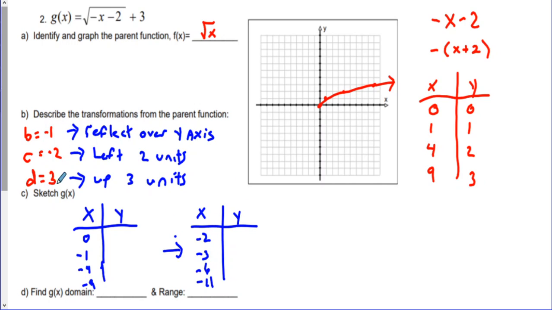And then my d values, if I go up by 3, it's just add 3. So I'm going to skip this chart because it's going to end up here anyway. If I add 3 to all of these numbers, I end up with 3, 4, 5, and 6. So that's my add 3.